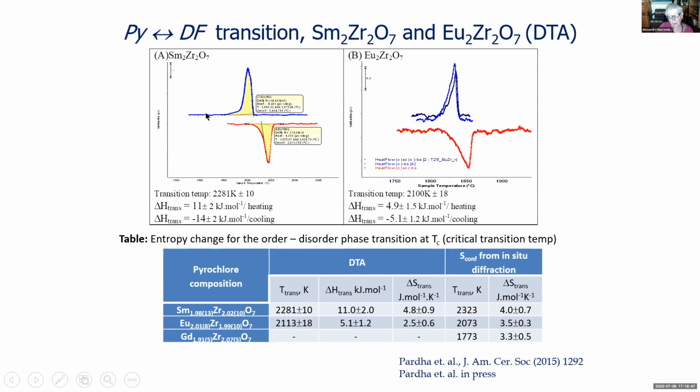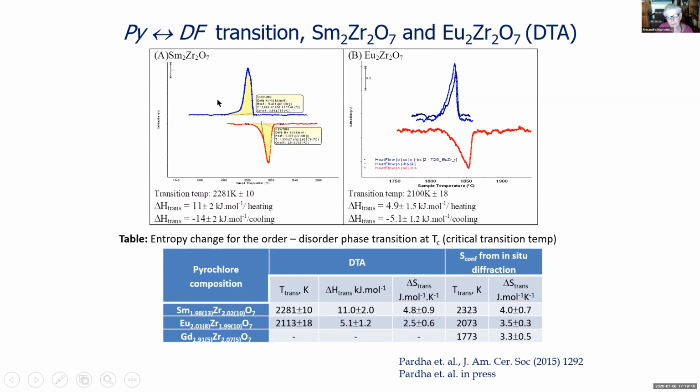One, that there already is some disordering in the pyrochlore structure before the transition, and I will show you that. And two, that even the defect fluorite contains some residual short-range ordering. I'll come back to that when I talk about the radiation damaged materials. At any rate, we get pretty interesting thermochemical data.